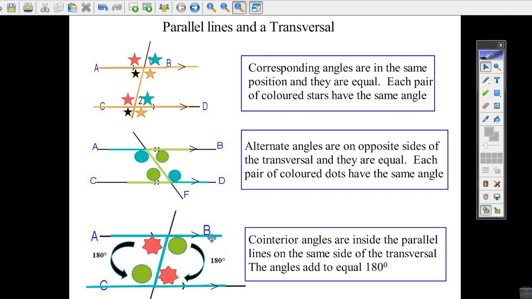And the last one's called co-interior angles. When you have parallel lines and a transversal, the two angles on the inside, on the same side of the transversal, add up to 180 degrees, just like the angles in a line and the angles in a triangle. Those are the three parallel reasons we learned last year.